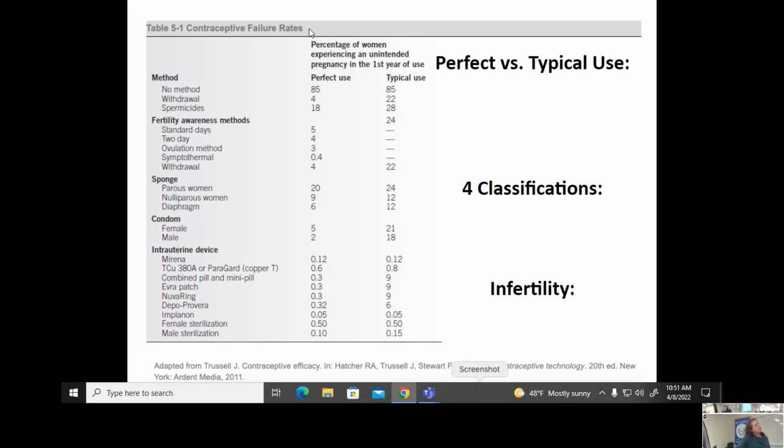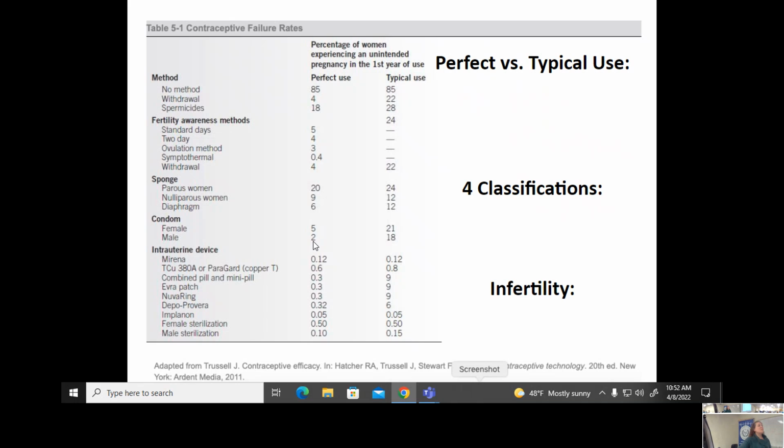So then we look at these columns, perfect use versus typical use. And notice if you're not using any method, those are the same because you're not using anything anyway. You're just living your life. But notice, let's go down to male condom, because that's probably what people have heard the most of about contraceptives. Perfect use, 2 out of 100 couples in a year would have a pregnancy they weren't planning for. Typical use is 18%. This is important to know.